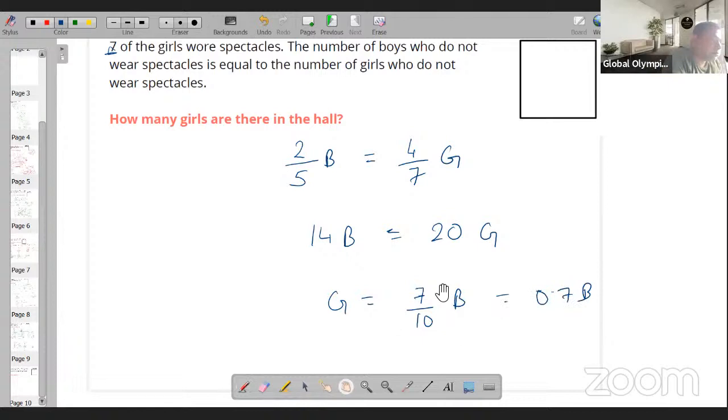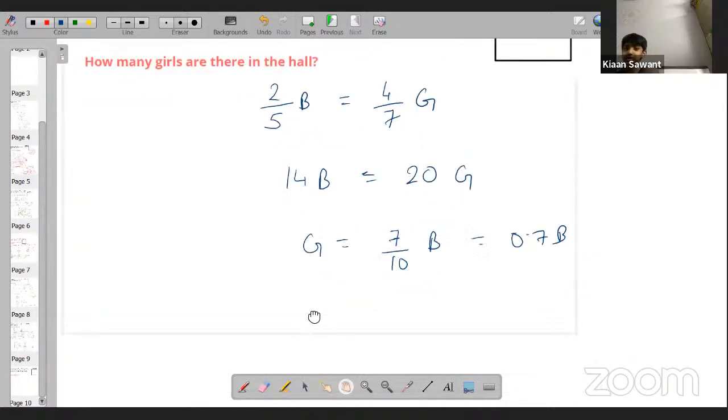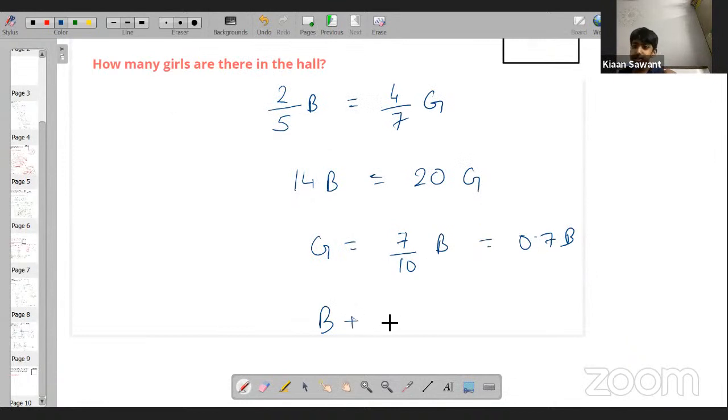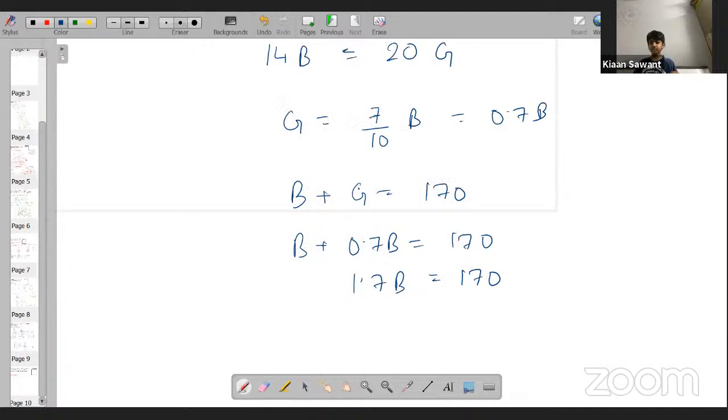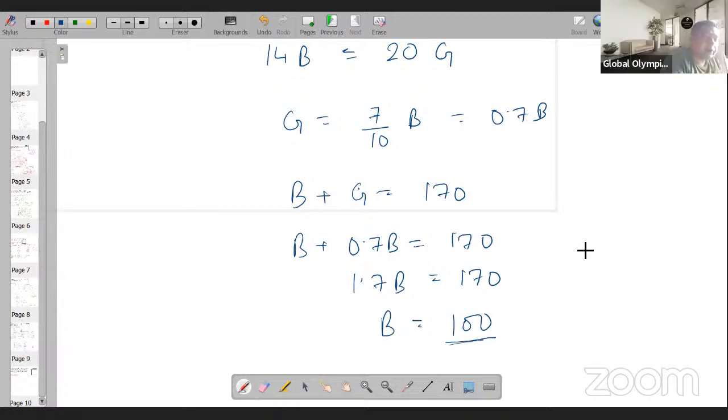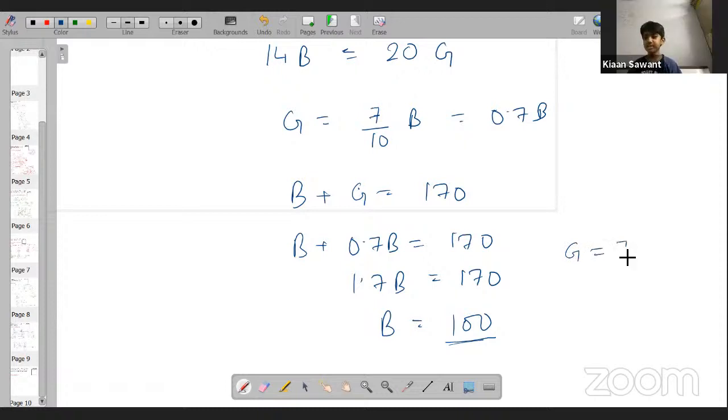Now you are doing B plus G is equal to 170. So G is equal to 0.7B, so B plus 0.7B is equal to 170. So 1.7B is 170. I divided both sides by 1.7, but by mistake I got 10 and not 100. So maybe I went wrong there. So B is 100, and the answer is 70 then. Okay, the answer is 70.